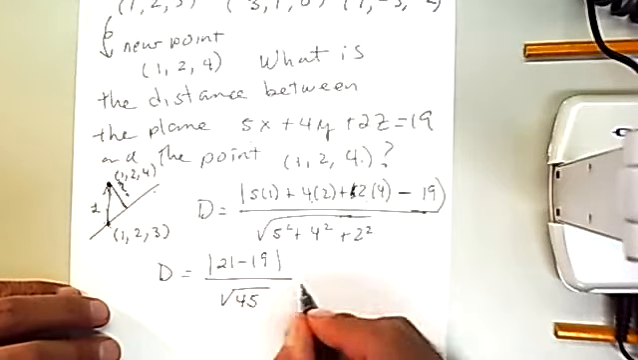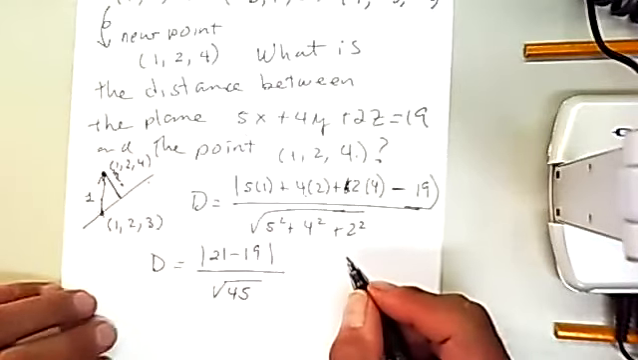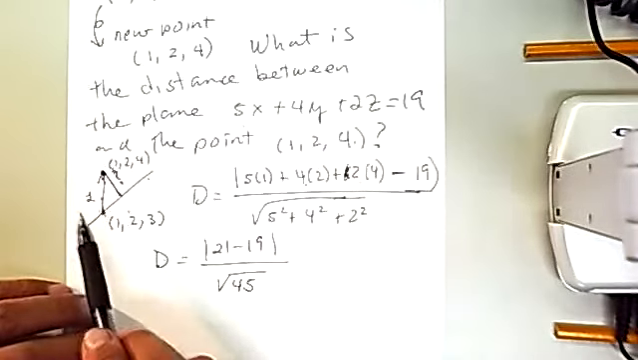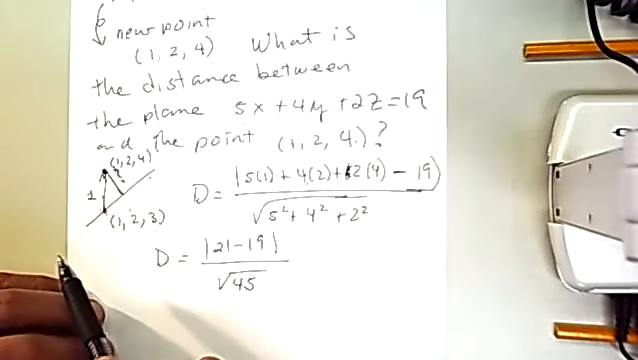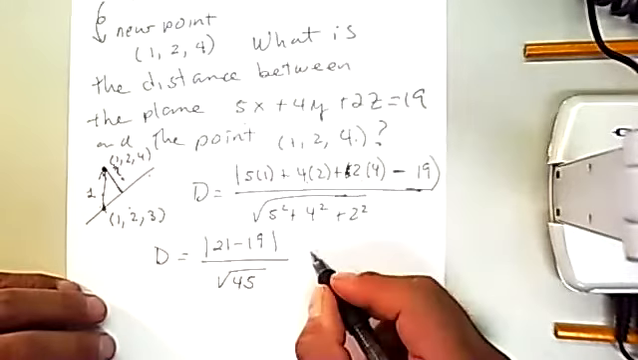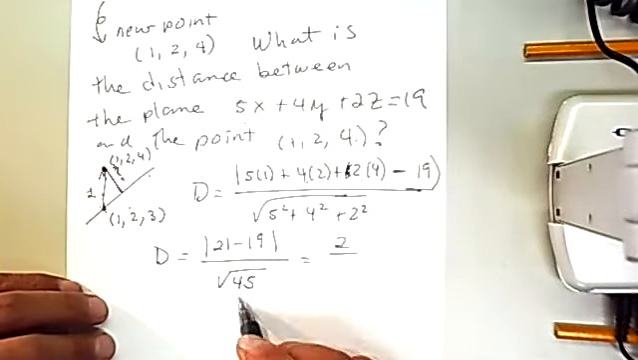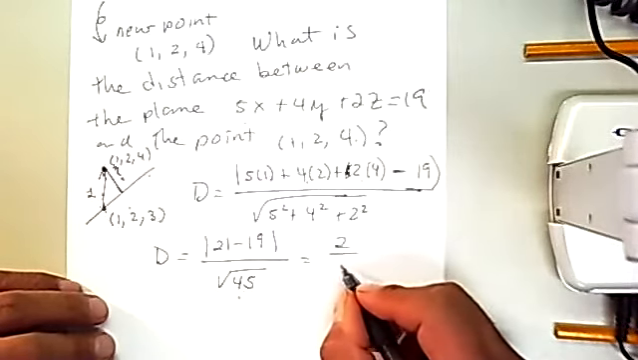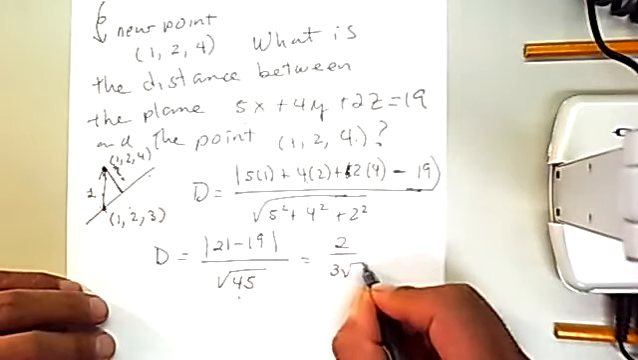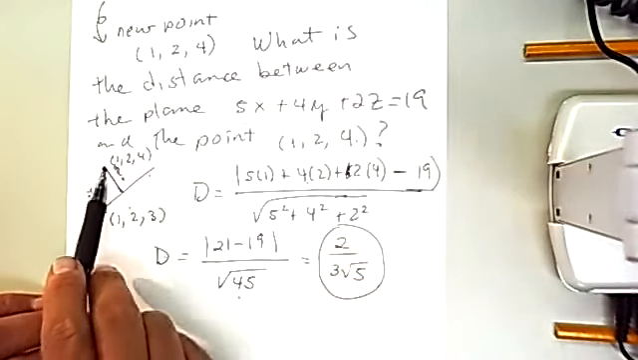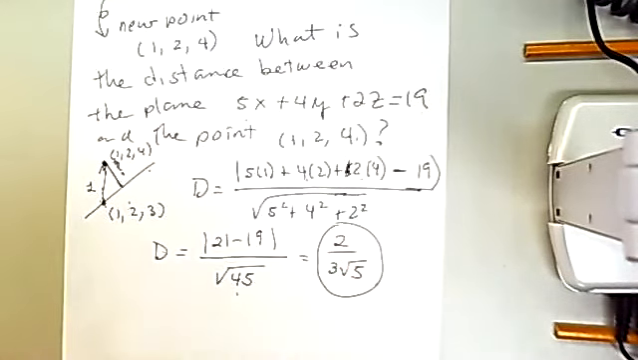There's no need to put the absolute value in this case, but we did not know that in advance. It turns out that the normal vector and the point are both above the plane. So 2. And then we simplify the square root of 45. That is 9 times 5, so 3 square root of 5. And that is exactly the distance between the point and the plane. No more, no less.